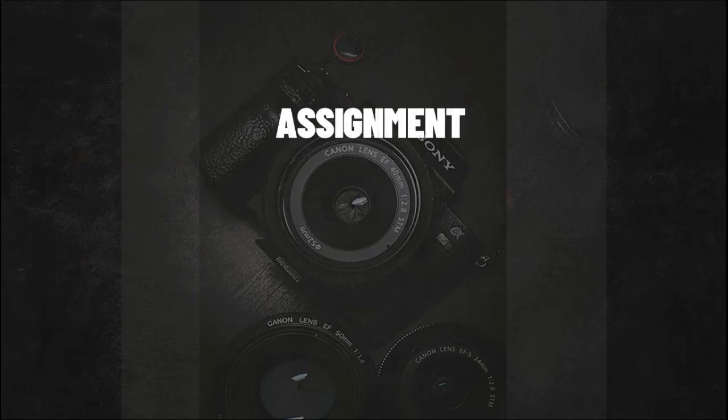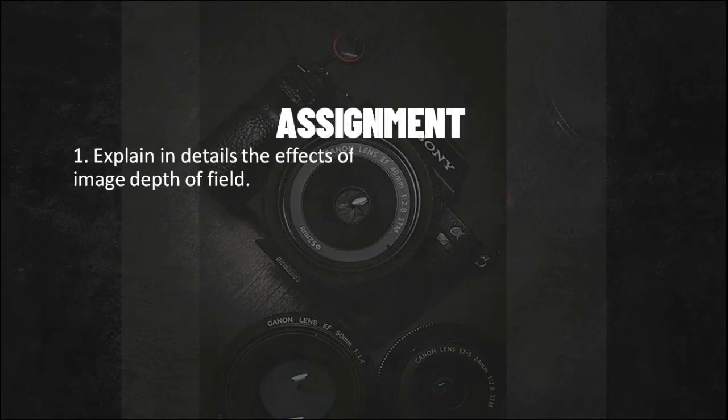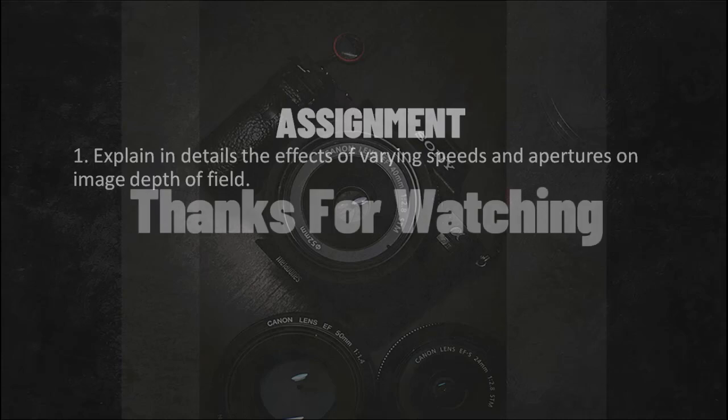Now, with that, it will be the end of our class, and I will be giving you an assignment. The first is to explain in detail the effects of varying speed and aperture on the depth of field. So I want you to pick up your camera, go and experiment, change your settings to different speed and different aperture, and shoot the same picture and see what the effects would look like.